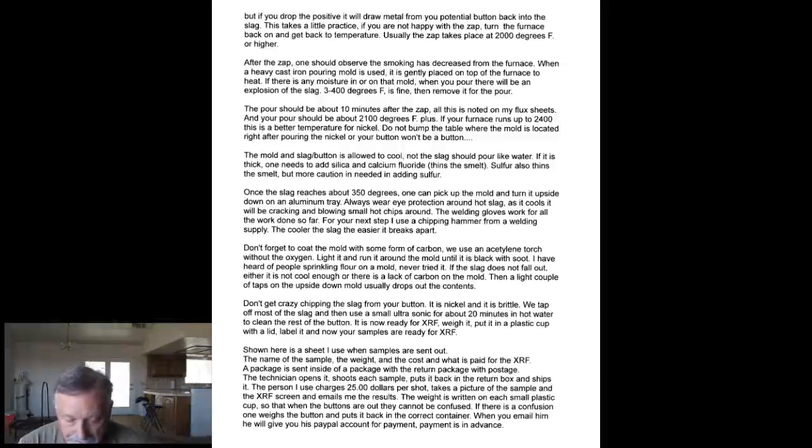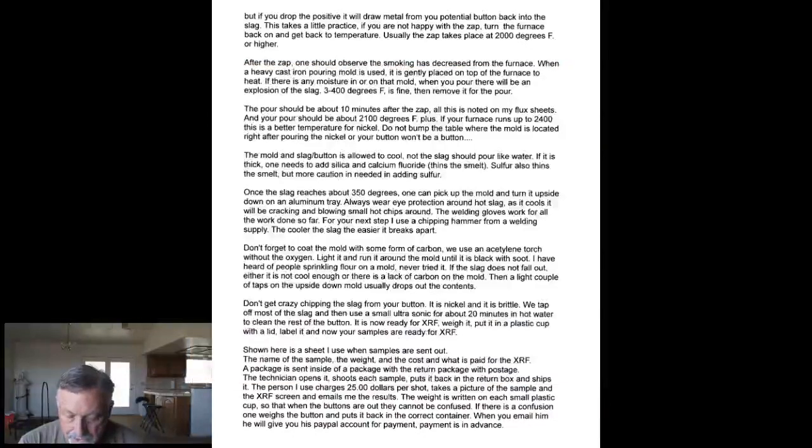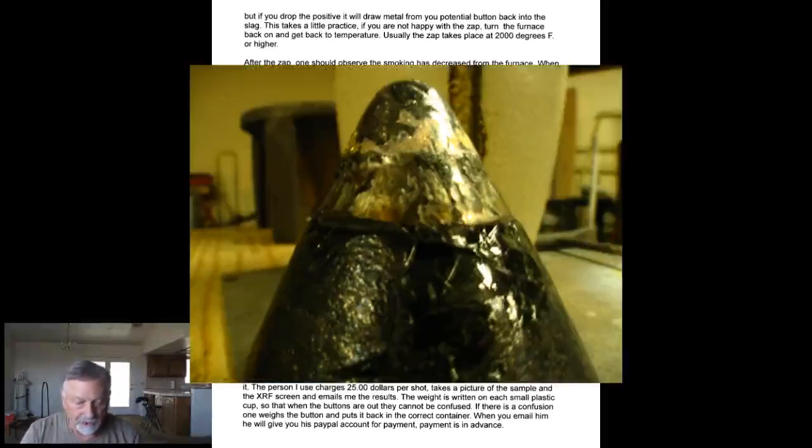Do not bump the table where the mold is located right after pouring the nickel, or your button won't be a button. It'll do something funny. The mold and the slag button is allowed to cool. The slag should pour like water. If it is thick, one needs to add silica, and calcium fluoride thins the smelt. Sulfur also thins the smelt, but more caution is needed in adding sulfur. Too much sulfur causes something we call speiss on top of the button, and it's not a button.